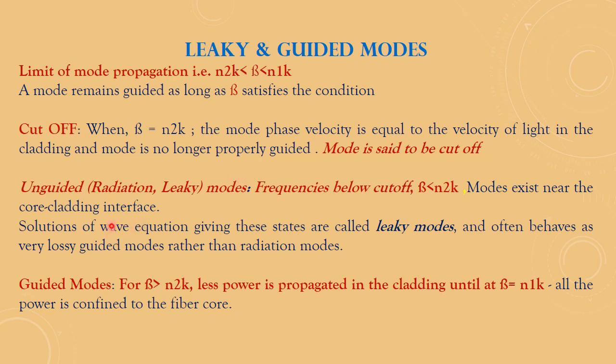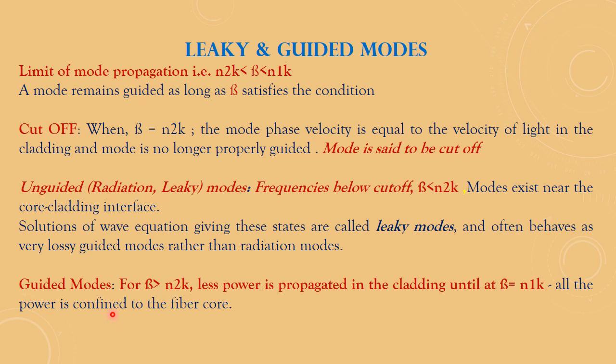Next one is unguided modes. These unguided modes are also called radiation modes or leaky modes, for which the frequencies are below the cutoff. That is, beta is less than N2K. So modes exist near the core-cladding interface. Solutions of the wave equation giving these states are called leaky modes and often behave as very lossy guided modes rather than radiation modes.